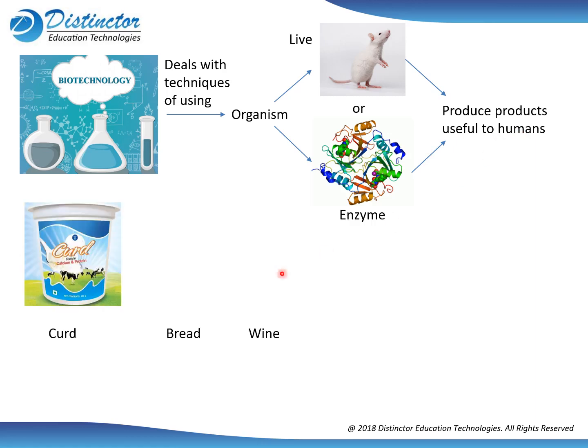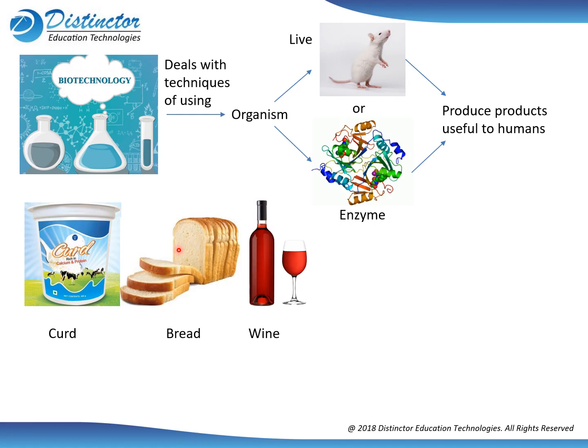Some of the products made through biotechnology, through microbes or enzymes, are curd, bread and wine. So these are biotechnology or processed products. In these, the process is mainly done by microbes. The microbes play a major role, and that is why it is a microbe-mediated process.